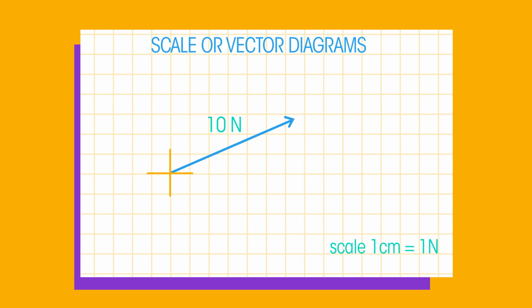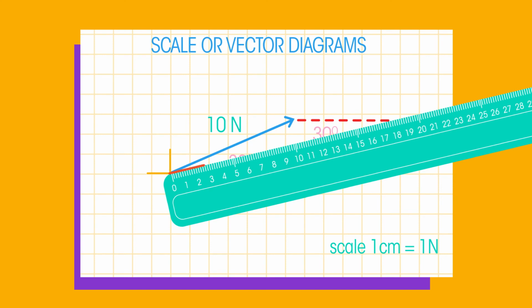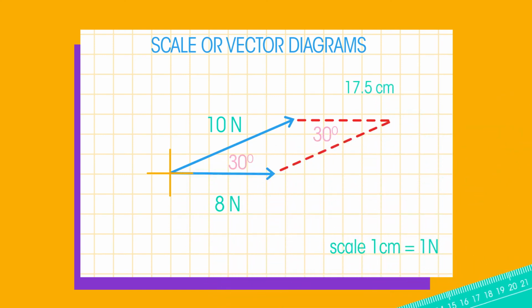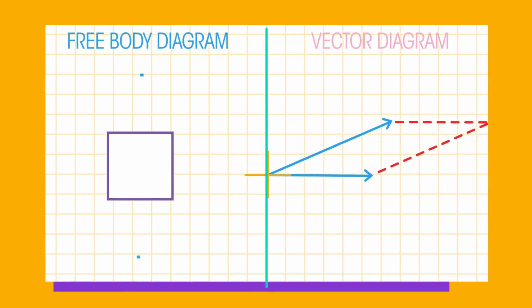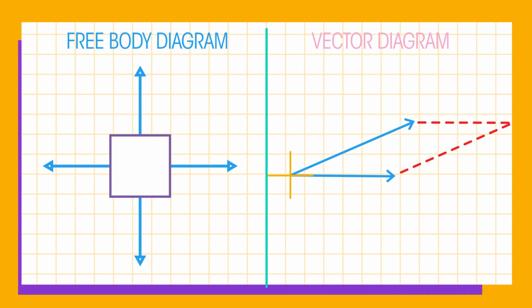Step 2. Draw the second force at the correct angle. Step 3. Connect the lines by drawing a parallelogram. Step 4. Measure the line from the start to the opposite corner. Use your scale to work out the magnitude of the force. For example, 17 centimeters equals a resultant force of 17 newtons. So that's how we can use free body and vector diagrams to describe forces.